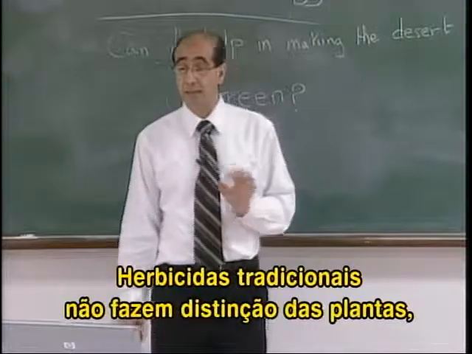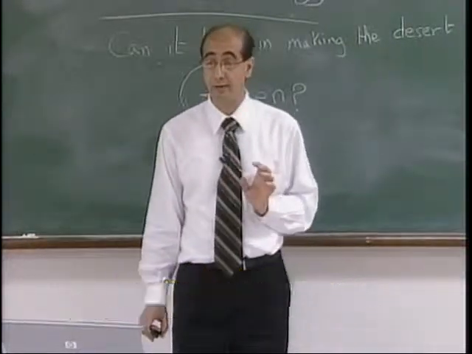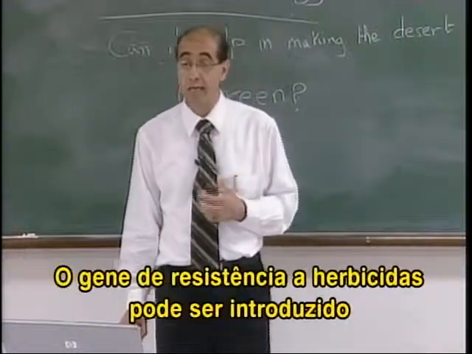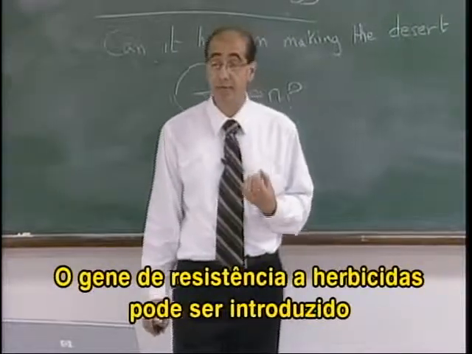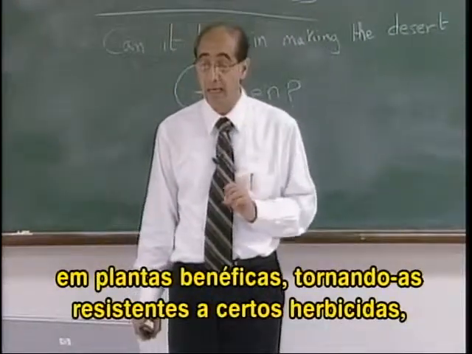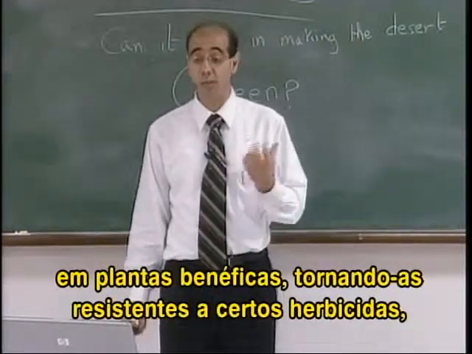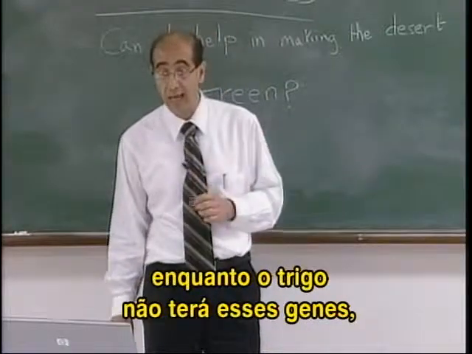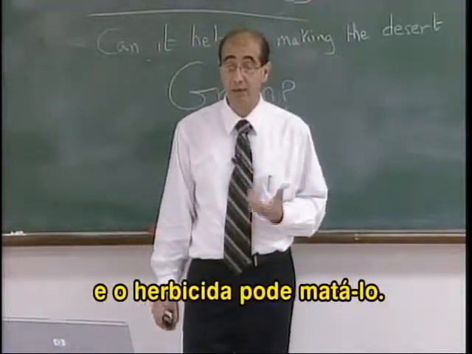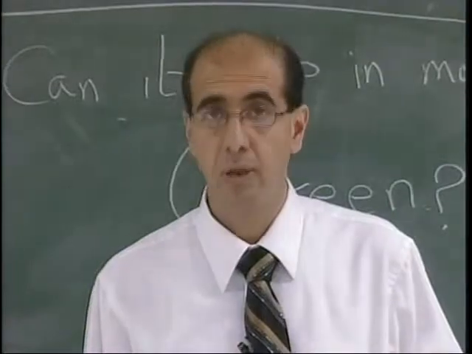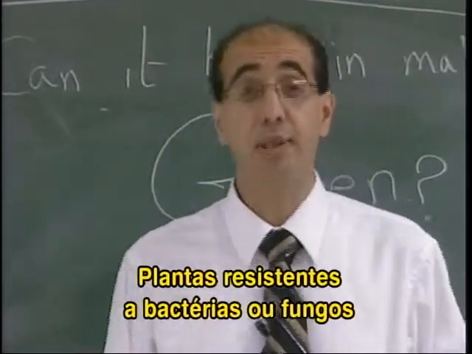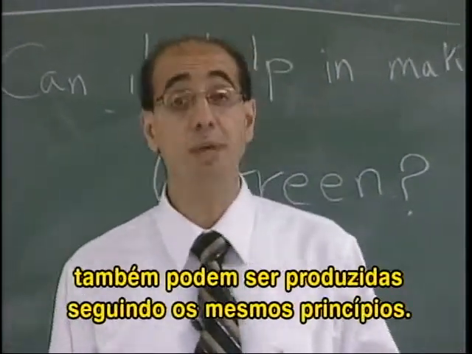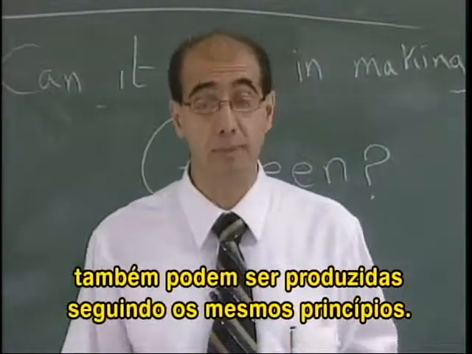Traditional herbicides do not discriminate between crop and weed, which limits their usefulness. A gene for herbicide resistance can be introduced in beneficial plants, making them resistant to certain herbicides, while weed will not have these genes, and thus will be killed after spraying this herbicide. Production of plants resistant to bacteria or fungi can also be accomplished by following the same principles.